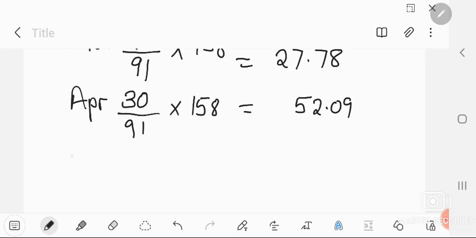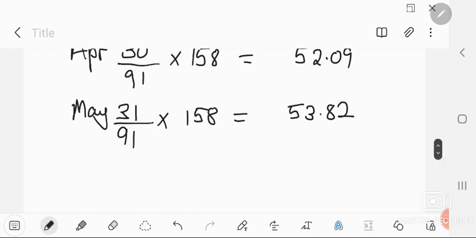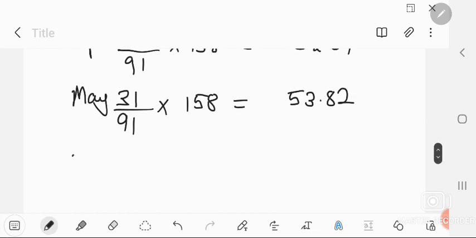Go to May. What do you put in the month of May? For May, you will say 31 against the whole month of May times 158. This gives you 53.82. Finally now, till the 14th of June, because this is when this is ending.